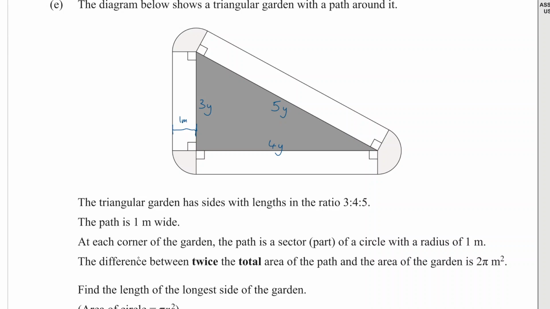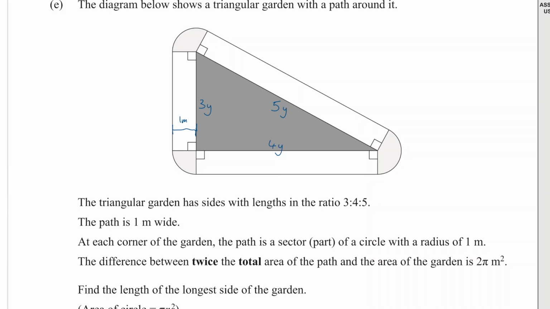Cool. What else? We're given at each corner of the garden, the path curves around on a sector, right? And the radius of that circle is 1 meter as well, so it's the same as the width of the path. The difference between twice the total area of the path and the area of the garden is 2 pi meters squared. And we need to find the length of the longest side.